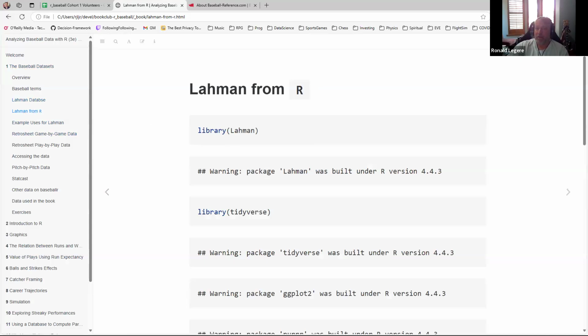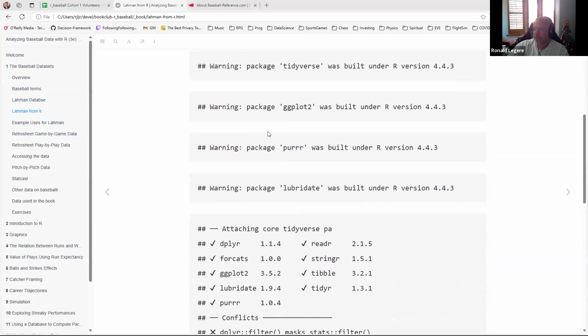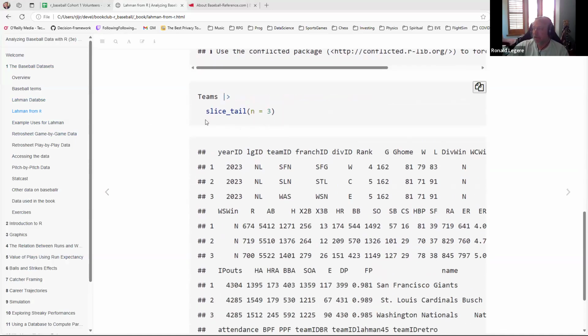There's a library called Lahman, and this is something he'll show us next chapter. I thought I'll just show how it's done. So after you add this library, you just call it, and I get all these warnings, of course. But then you can just say, hey, give me all the teams data. And what does it look like?